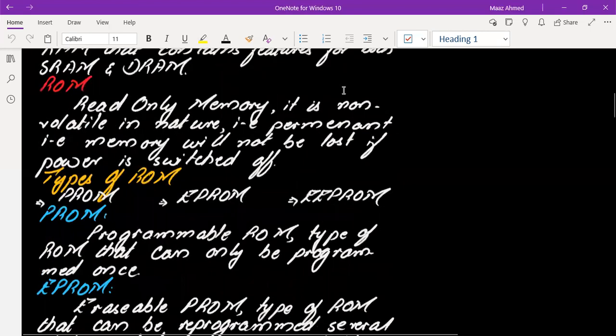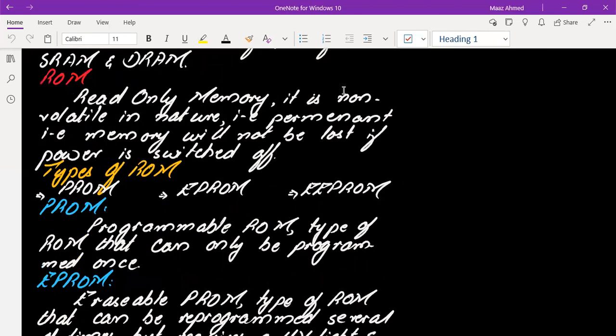Then it comes to the ROM. ROM is the read-only memory, and it's non-volatile in nature. Now, what do you mean by non-volatile? It means permanent in nature. That means anything that you store in ROM will be stored permanently.